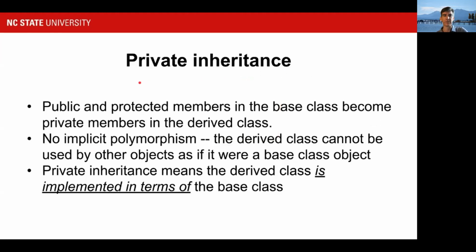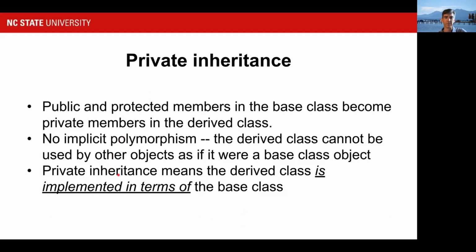In private inheritance, the public and protected members in the base class become private members in the derived class. The derived class cannot be used by other objects as if it was the base class. Because it's private inheritance, no one else can see what the object inherits from. And because no other code can see what the object inherits from, you can't pretend it's that base class. That's an interesting subtlety. You don't know where this object came from. It just looks like a normal object beyond its declaration.